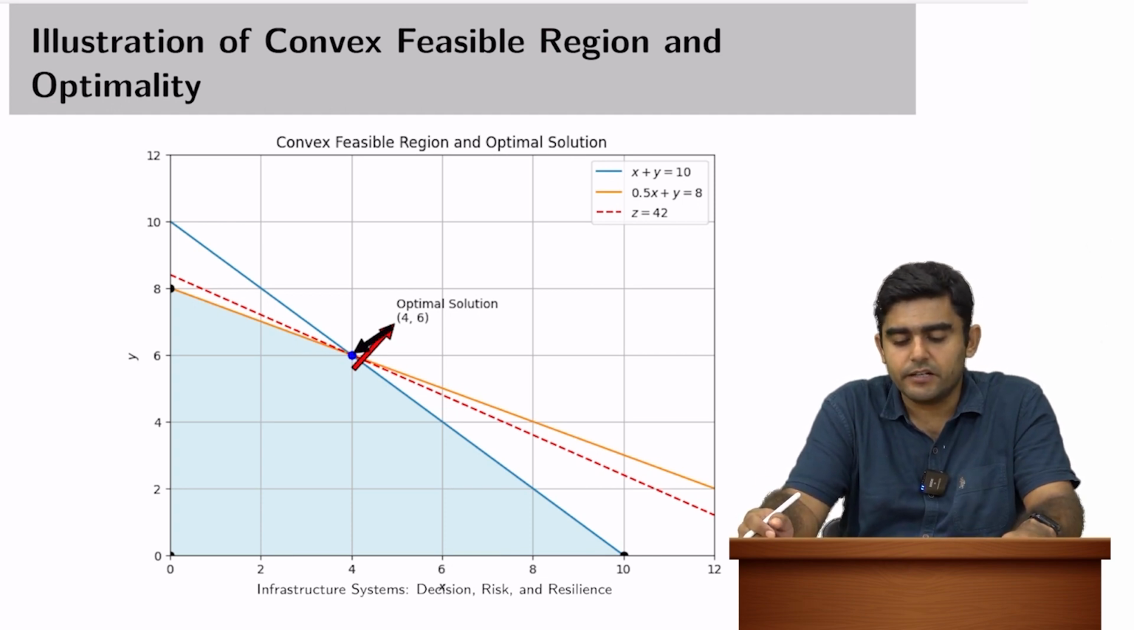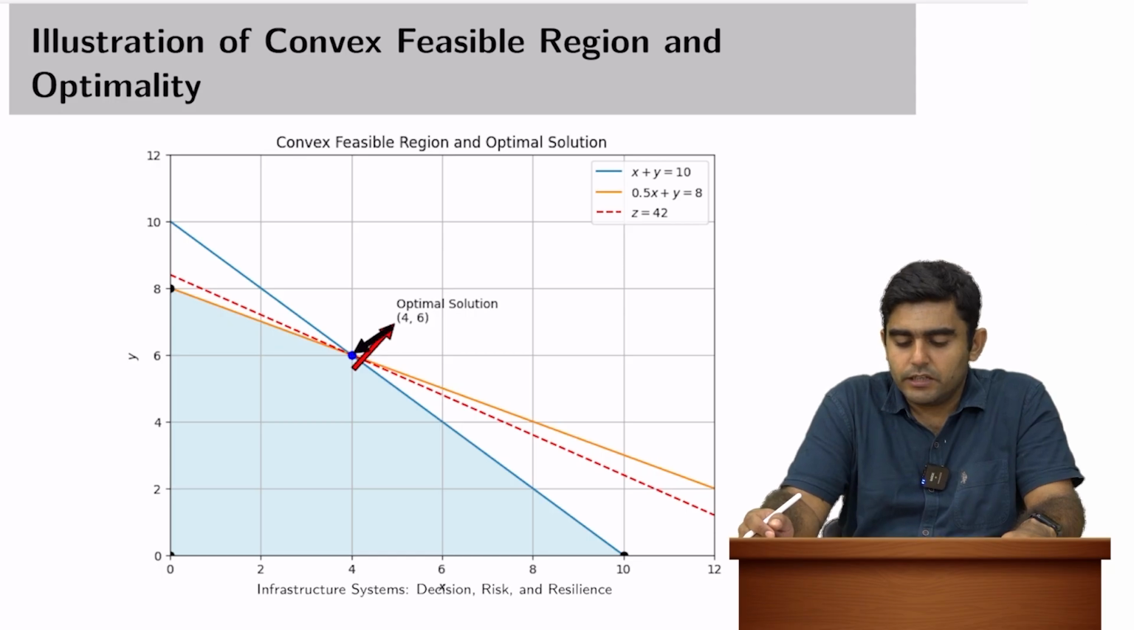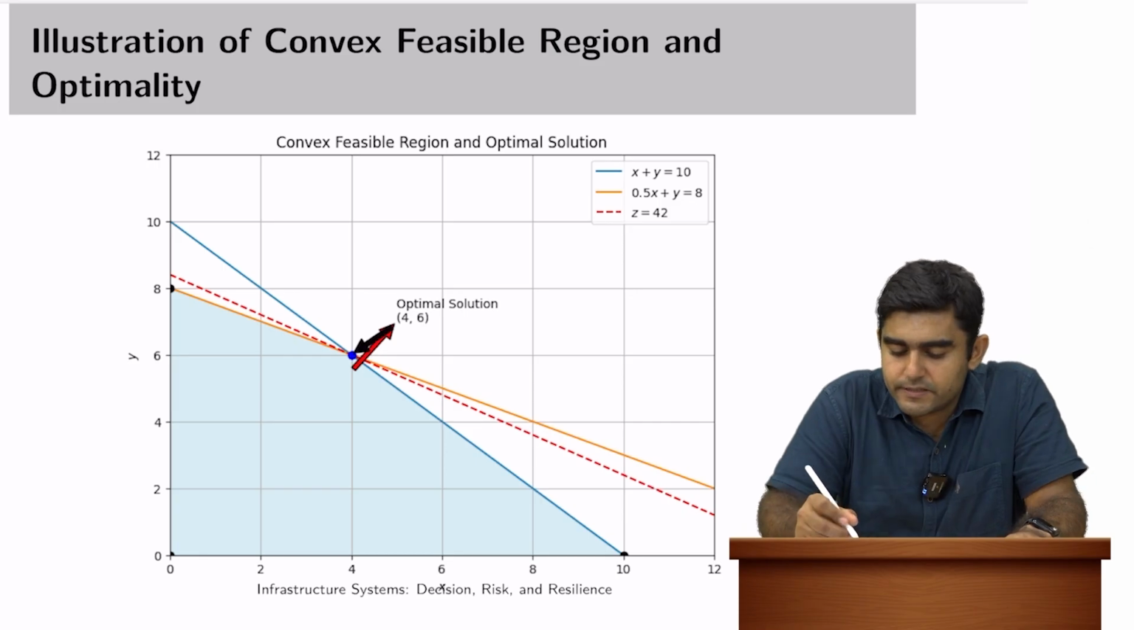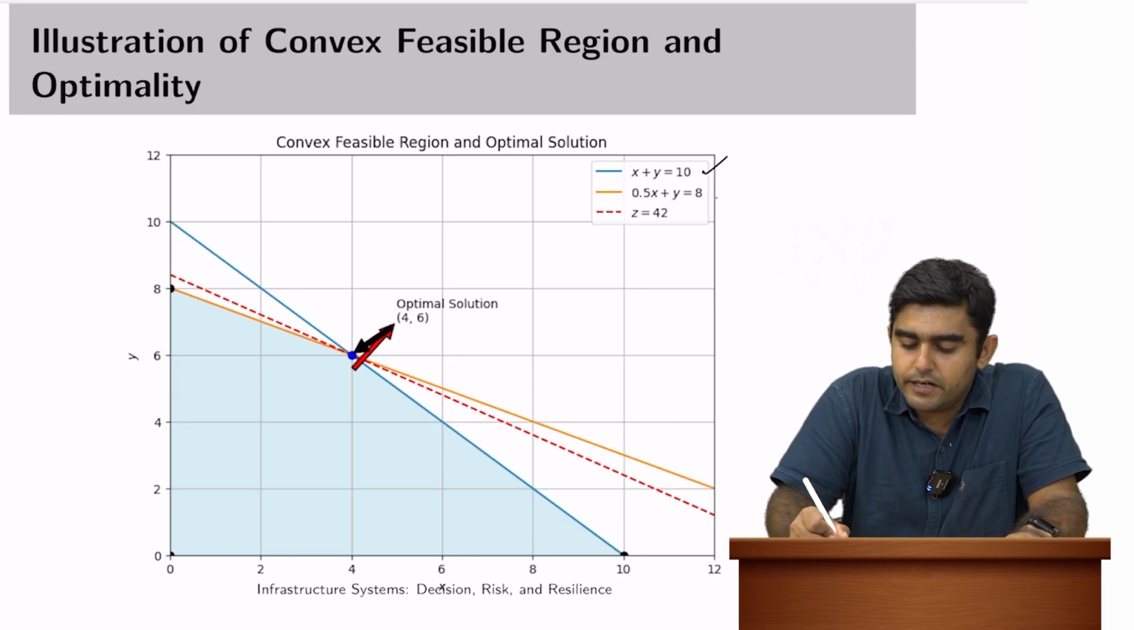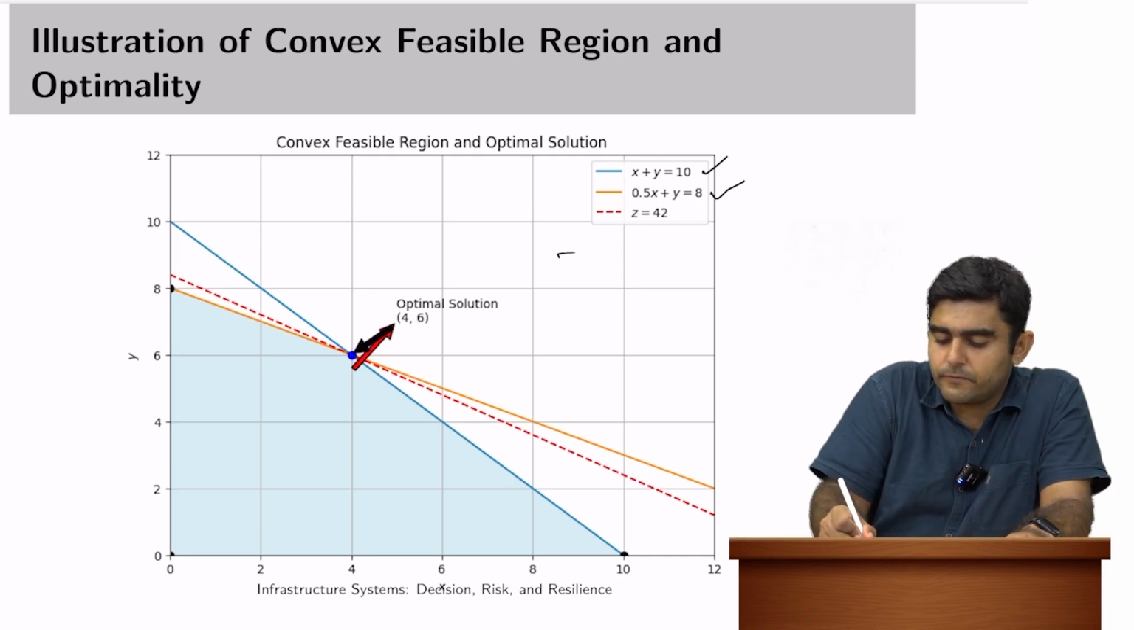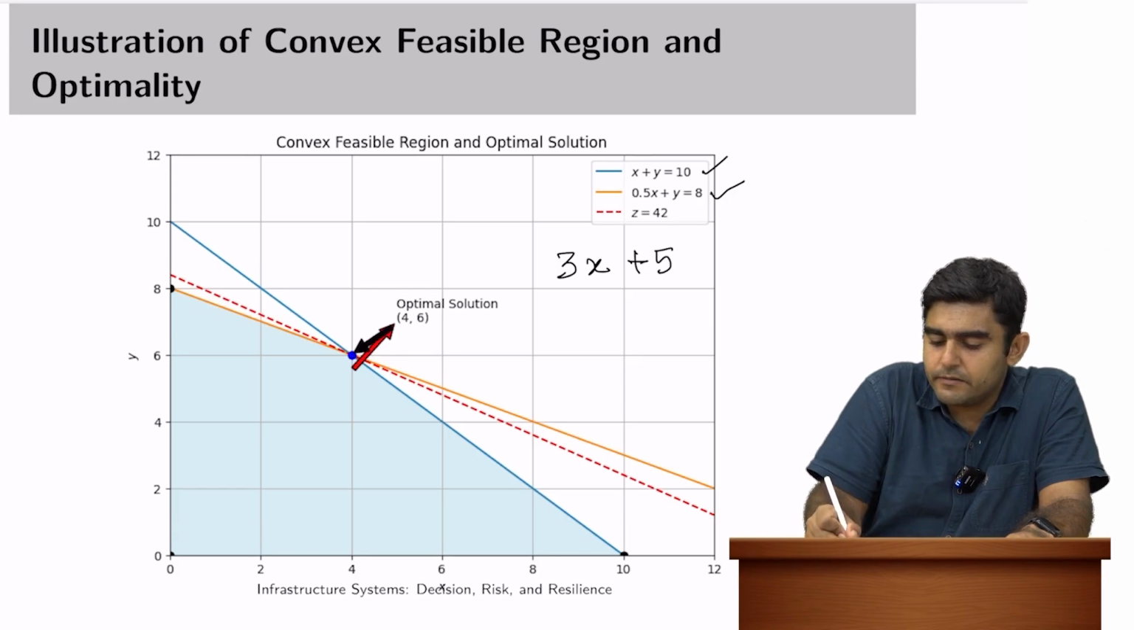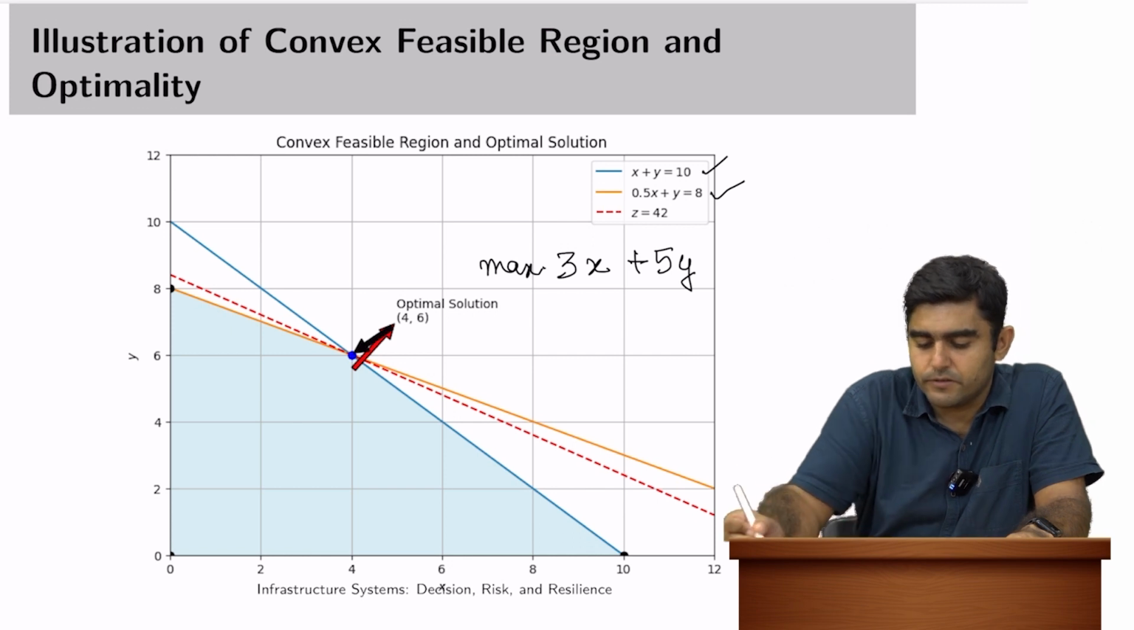But to illustrate the various terminologies that I have coined here, let us look into one graphic representation of these equations and constraints. So, let us say that we are dealing with two constraints, x plus y equal to 10 and 0.5x plus y equal to 8, and our objective function is that we have to maximize 3x plus 5y. So, this is our objective function.